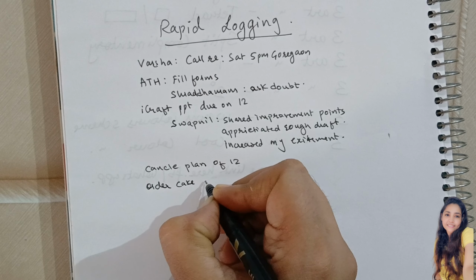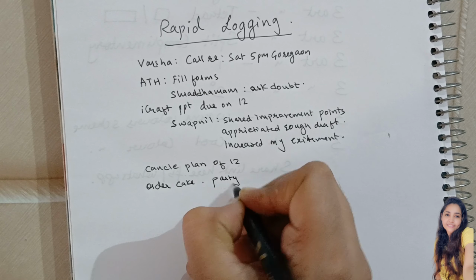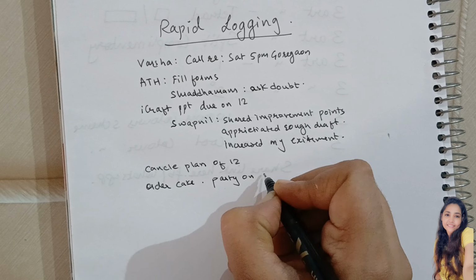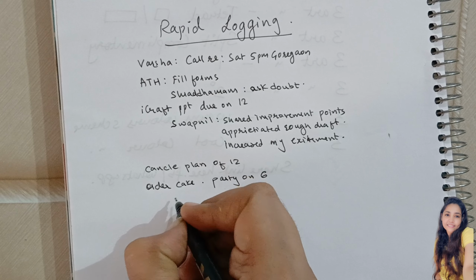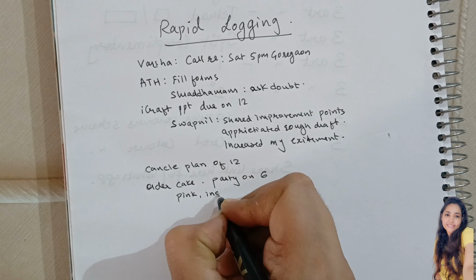Order cake. I have to remember that the delivery should be on the day of the party. So, party on 6th. Order cake, what are the points? It should be pink, Inside Out characters.